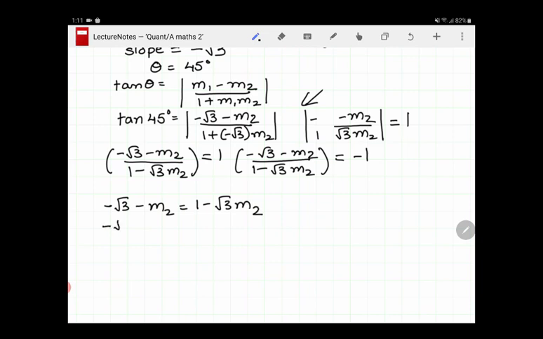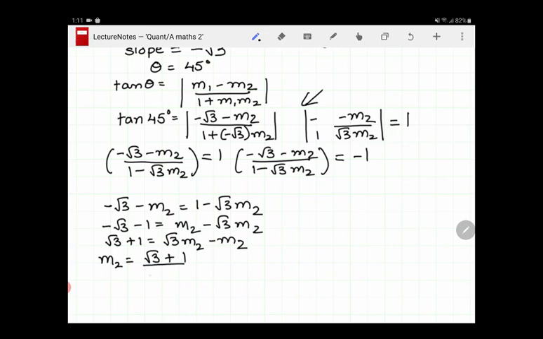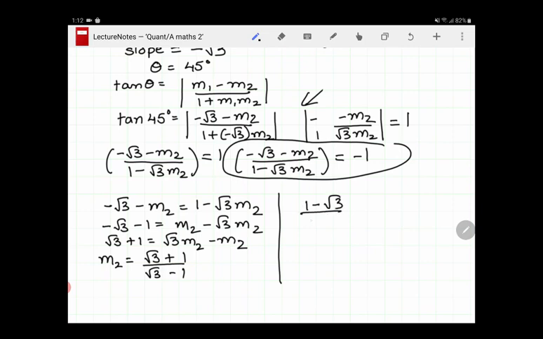So I get minus root 3 minus 1 is equal to m2 minus root 3 into m2. So here I can say that root 3 plus 1 is equal to root 3 into m2 minus m2. So the value of m2 is root 3 plus 1 upon root 3 minus 1. Similarly, solving the second set of equations, the value which I will get is 1 minus root 3 upon 1 plus root 3.